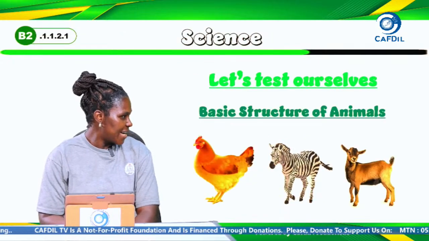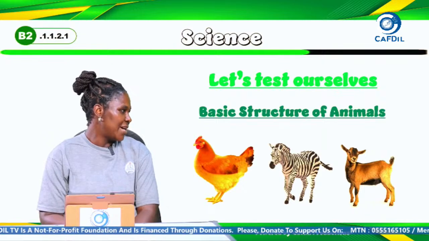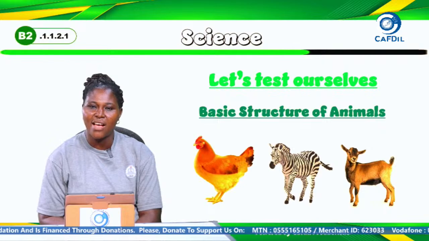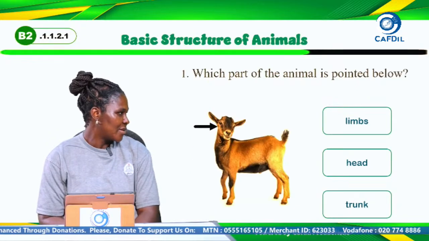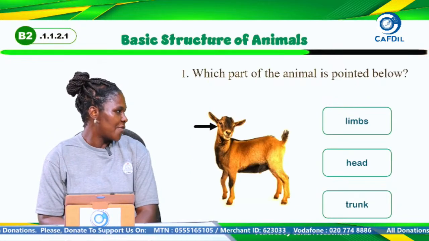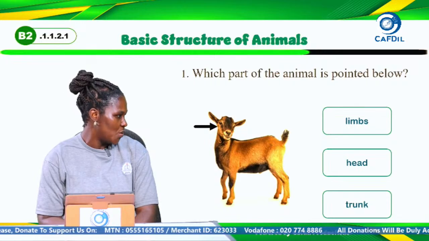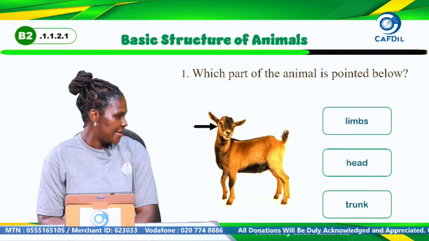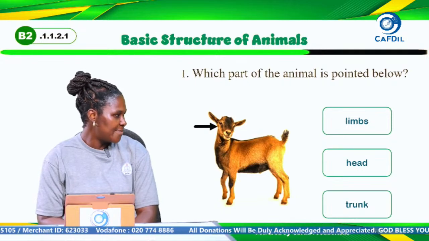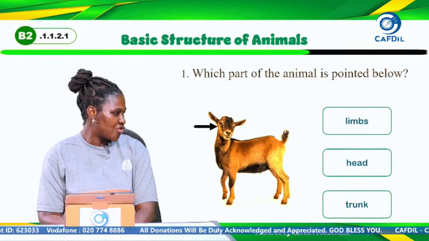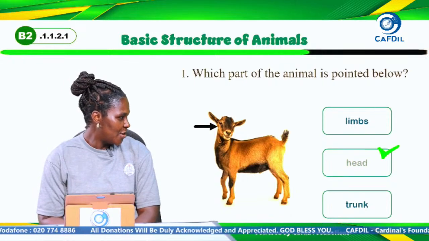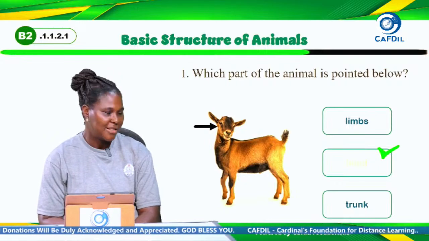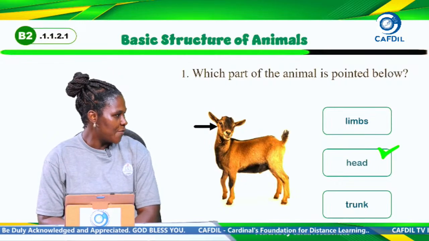Good. So let's test ourselves on the basic structure of animals. Which part of the animal is pointed below? Let's look at the arrow there. Is it the limbs, the head, or the trunk? Okay, this is the head. And we saw the goats in our lesson. And this was the head of the goats.